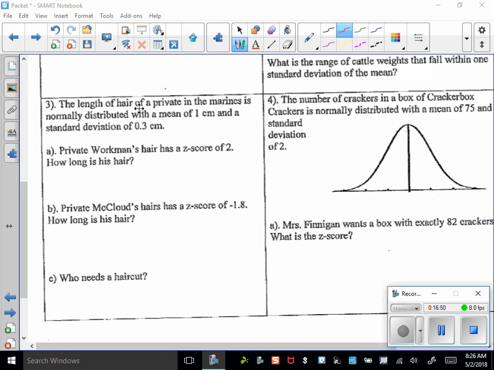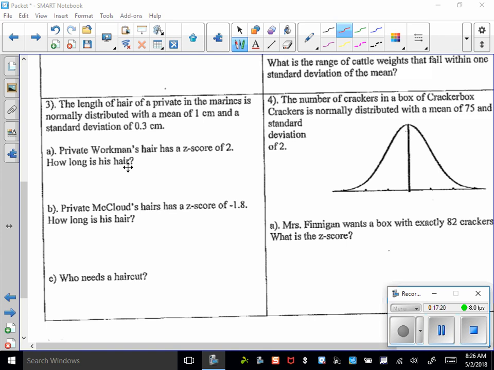So it says the length of hair of a private in the Marines is normally distributed, that means like a bell curve, with a mean of 1 centimeter and a standard deviation of 0.3. Now you really don't need to make the bell curve here. You definitely can, but you don't really need to, because based on what they're asking us, it says Private Workman's hair has a z-score of 2. So how long is his hair? All right, so that means we are solving for x.